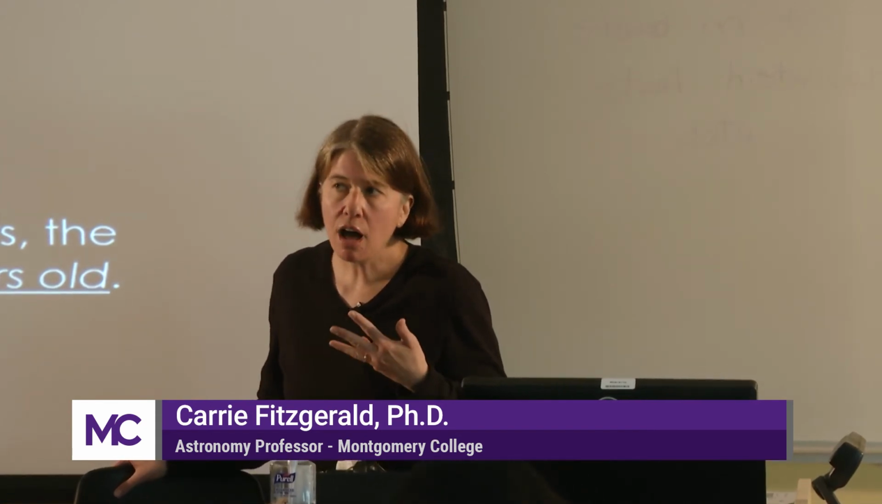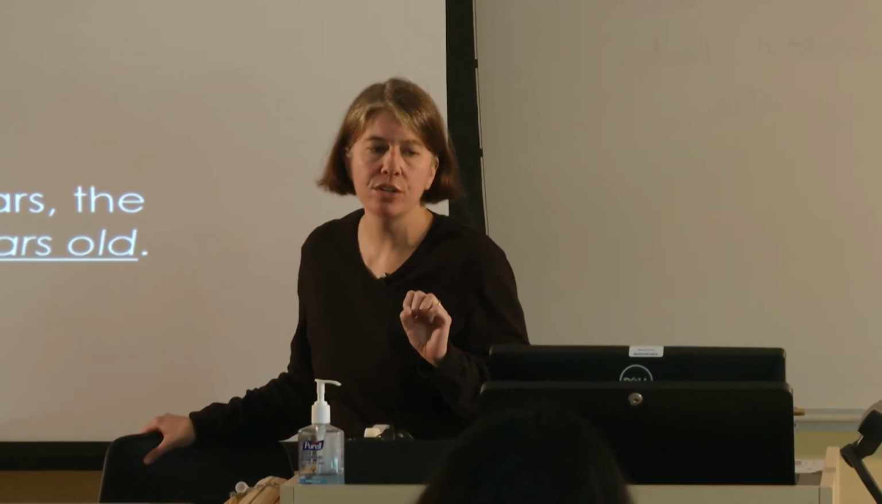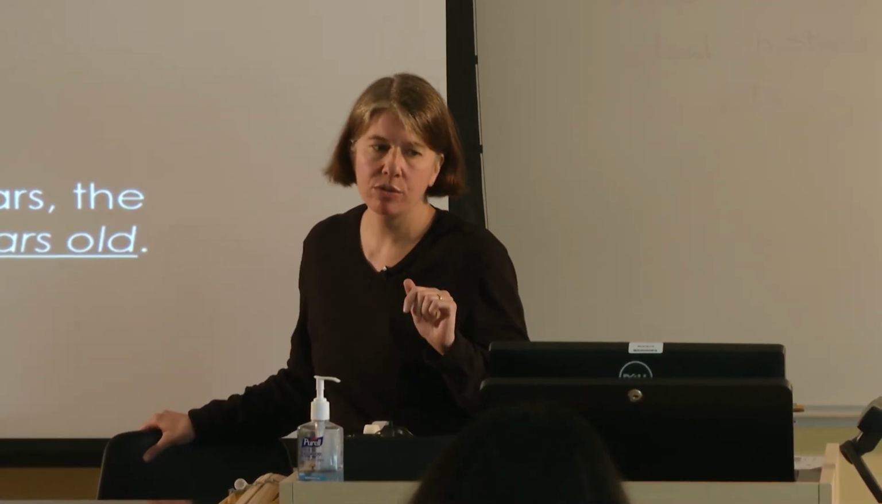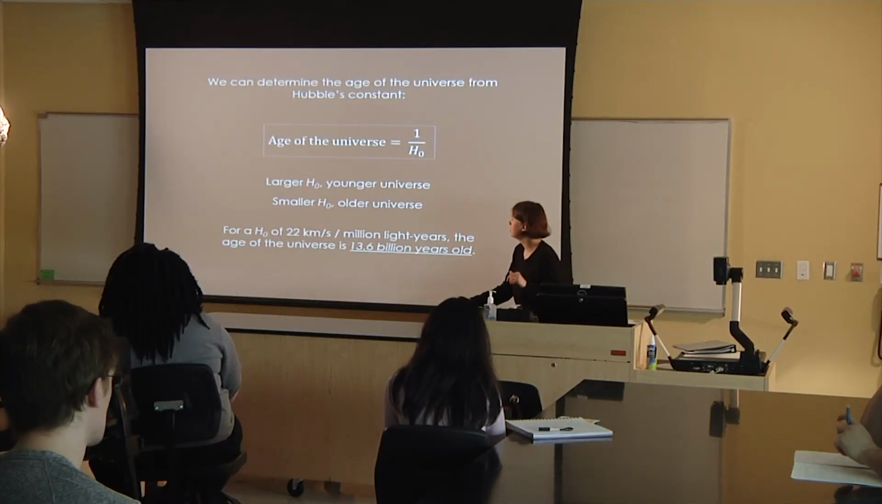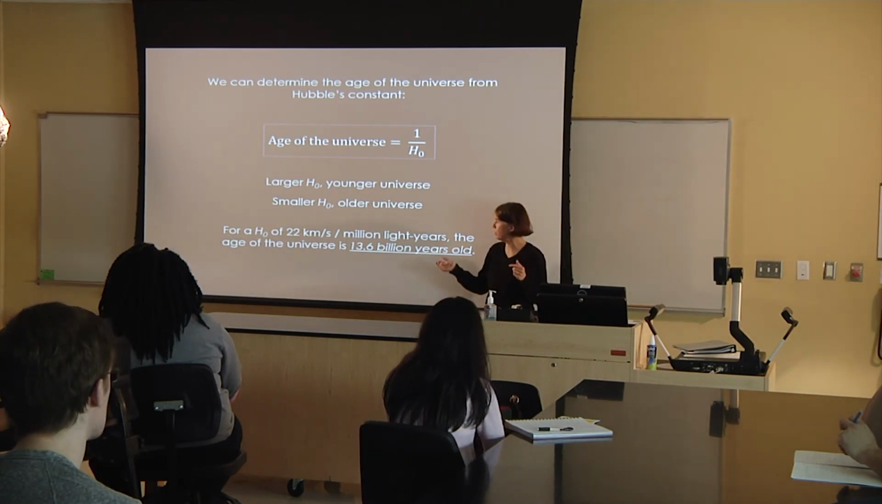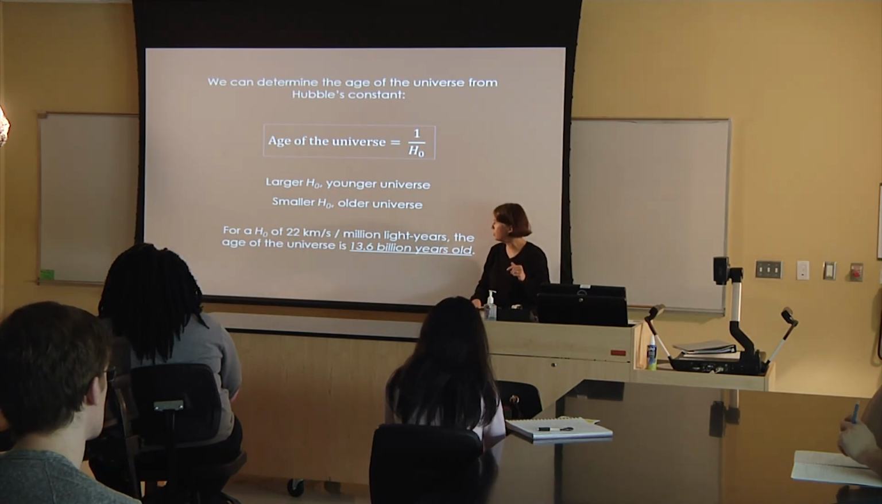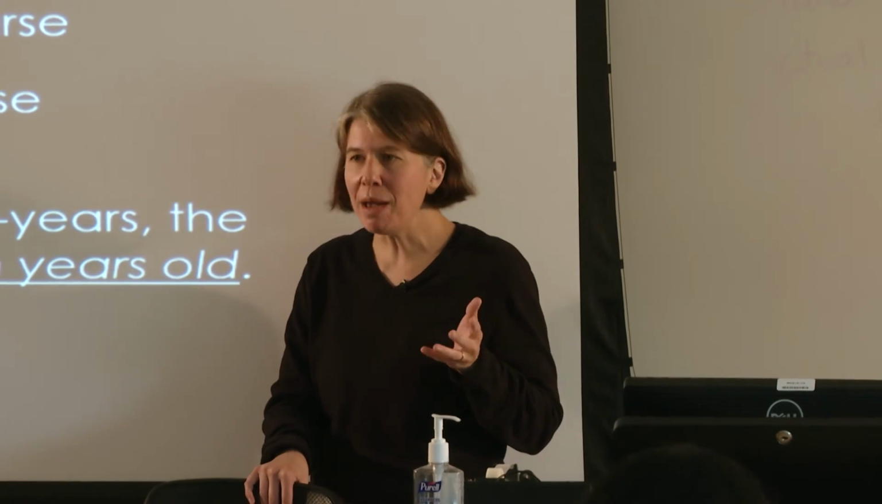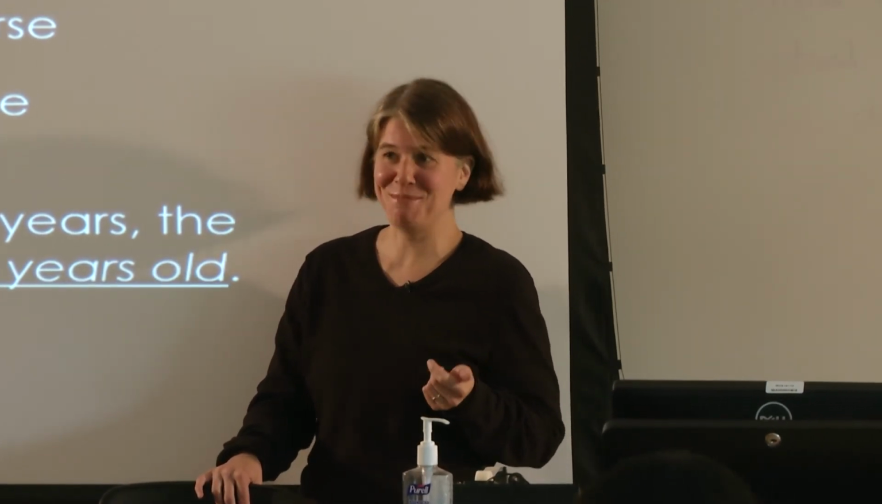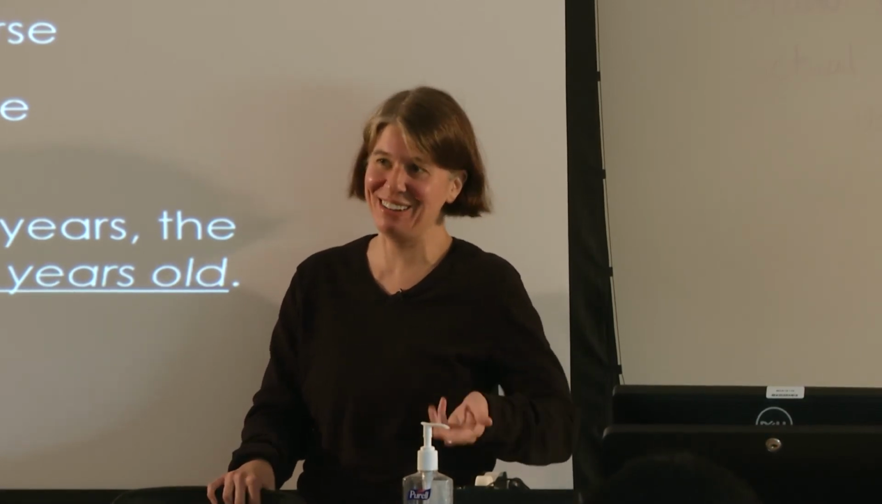For a Hubble constant of about 22 kilometers per second per million light years, we get a universe that's about 13.6 billion years old, right? So we think the universe is a little bit older than that, maybe 13.9 billion years old. You might be wondering at this point, I'm no mathematician, but 1 over 22 is not 13.6 billion years, right? You're absolutely right, it's not. So where did I get this number from?